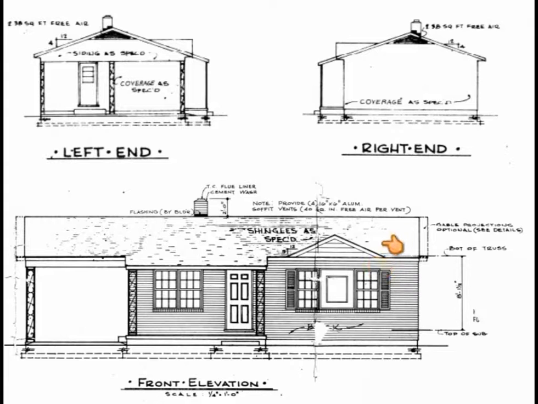The model also has a secondary roof that is here in the front elevation. You can see it here in the right elevation, and you can see it here in the left elevation.